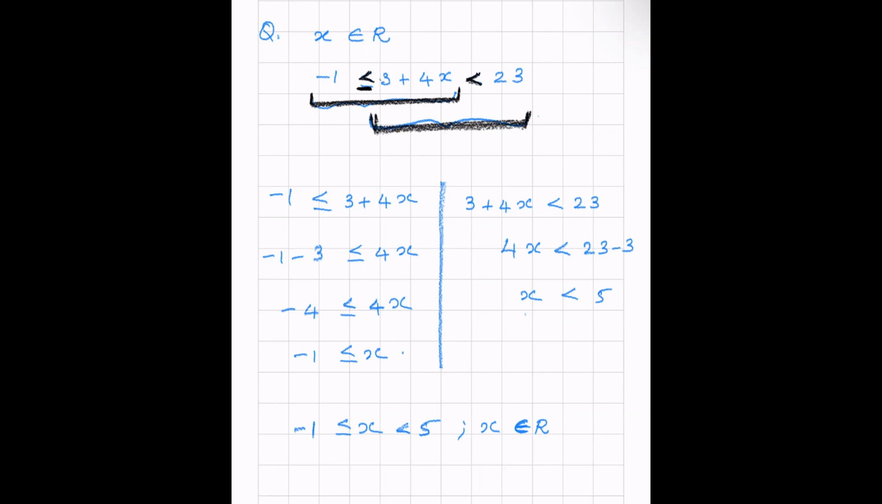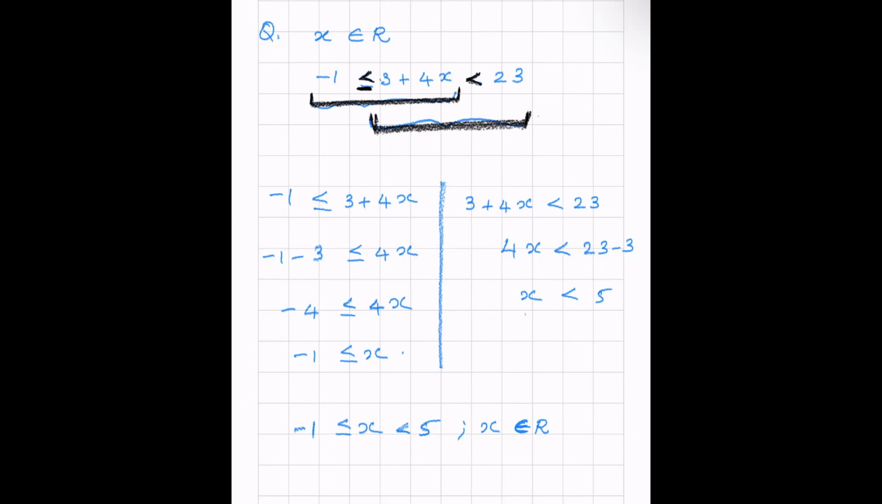Got it? So one inequality is the left hand side, and the right hand side makes the other. That makes one set of inequalities. Understood, right? So the other side is 3 plus 4x less than 23. You just solve it. You get the answer x less than 5.